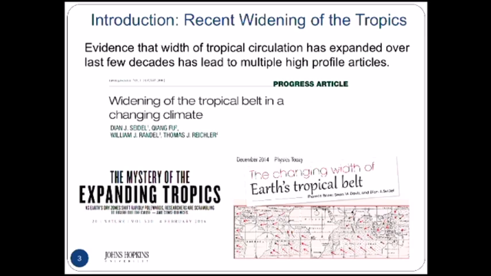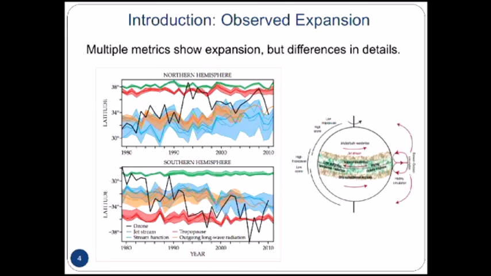These titles are all about the widening of the tropics and the mystery of the expanding tropics. But when we start looking at the evidence, there are quite a few uncertainties. This is a figure that I think is based on something that appeared in one of the IPCC reports. It shows various metrics versus time for the northern hemisphere and then southern hemisphere of the edge of the tropics.